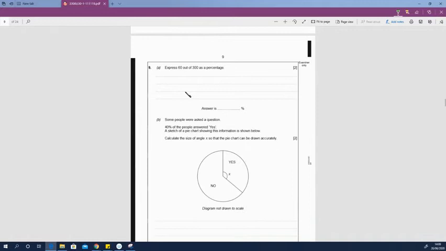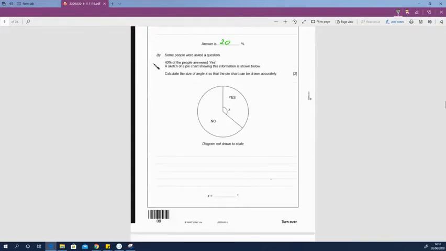Question 9 asks us to express 60 out of 300 as a percentage, to turn it into a fraction with 60 on the top and 300 on the bottom. And that will be our fraction. Then multiply it by 100 to get it into a percentage. So if I do that calculation, to make it easier, I can divide top and bottom by 10. So 3 into 60 goes 20 times, so it's 20%, and that's the answer.